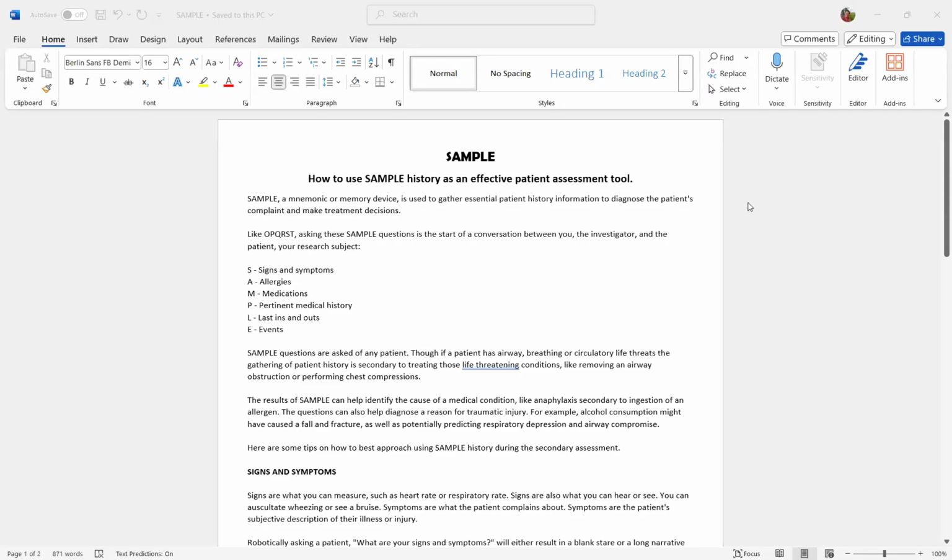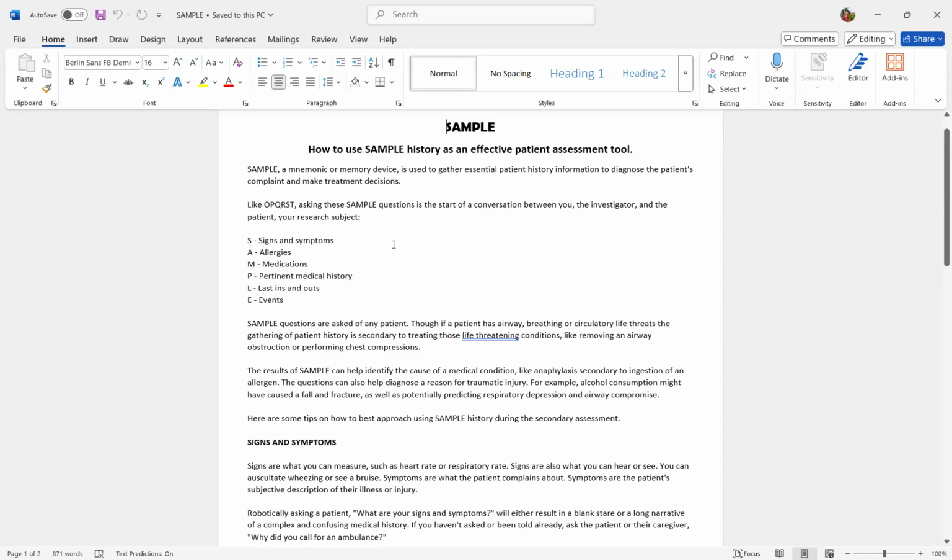All right. Next thing I'll show you is SAMPLE. So SAMPLE, again, this is a sheet that's going to break down what this mnemonic means. It's just a memory device used to gather patient history information to not diagnose, but have that index of suspicion on what's going on with our patients.